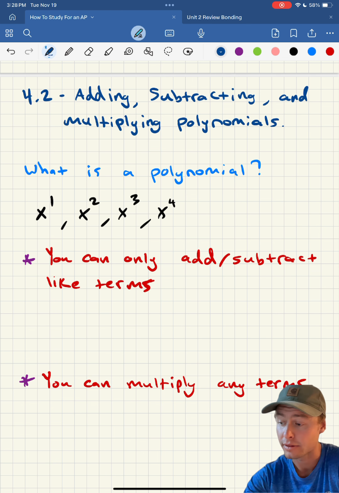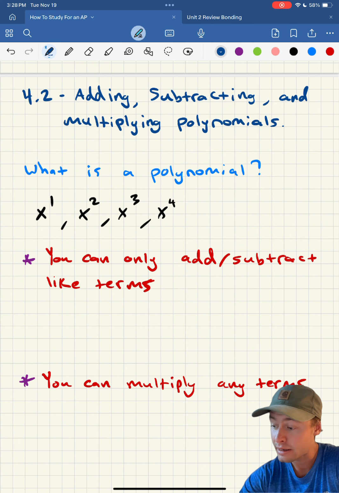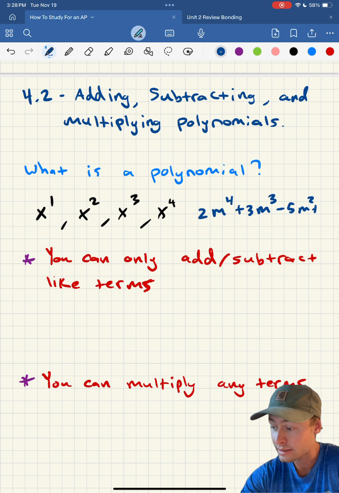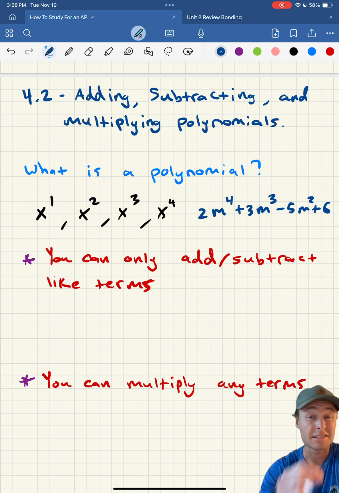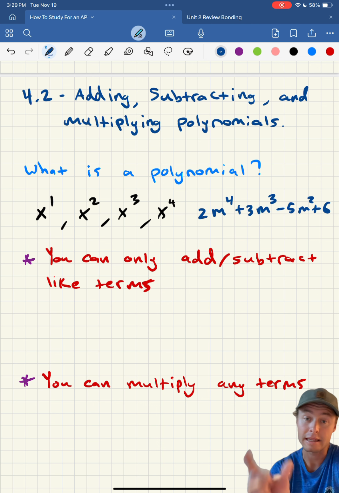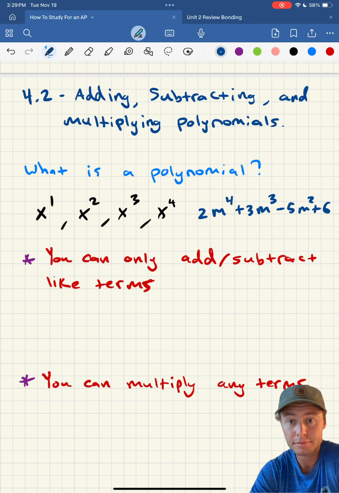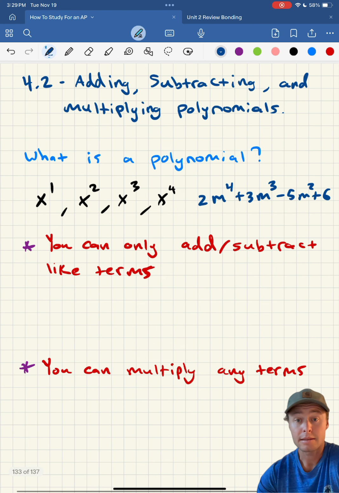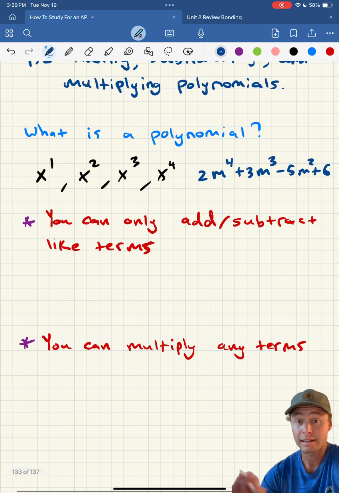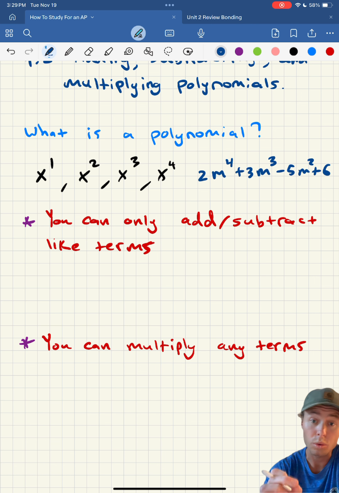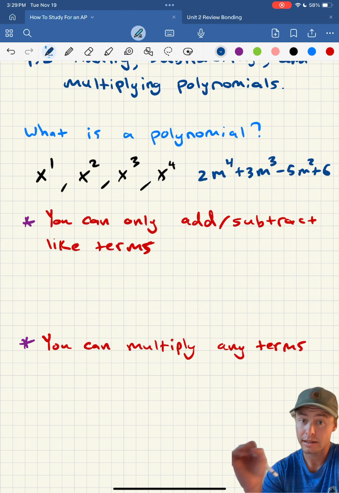Okay, so here's an example of a polynomial. You could have like 2m to the fourth plus 3m cubed minus 5m squared plus 6. There's a polynomial. The reason it's a polynomial is because there are multiple terms within that given polynomial. Poly meaning multiple. Okay, so this whole chapter is about adding, subtracting, and multiplying polynomials. And remember, when you're adding and subtracting polynomials, you can only combine like terms.